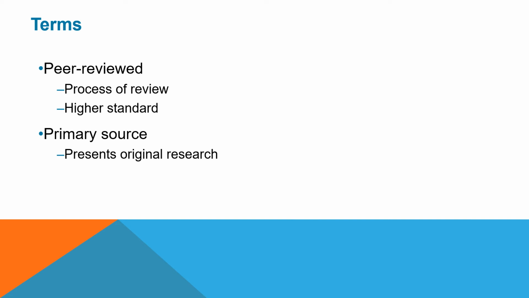A good general rule of thumb is that you know it's a primary source if the paper has a participant section and a results section. If they're talking about the people that they surveyed or that they did an experiment with and that they have results that they themselves found, then that's usually a very good sign that it's a primary source.